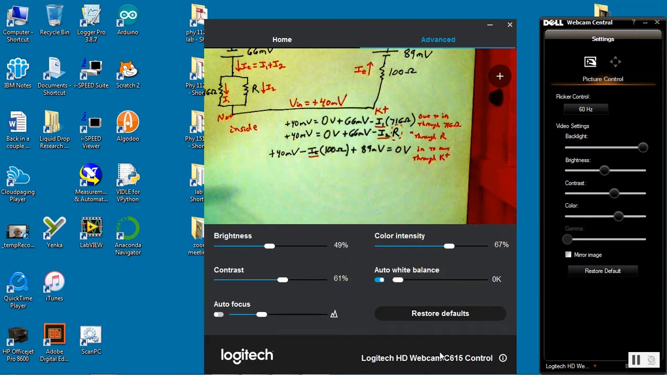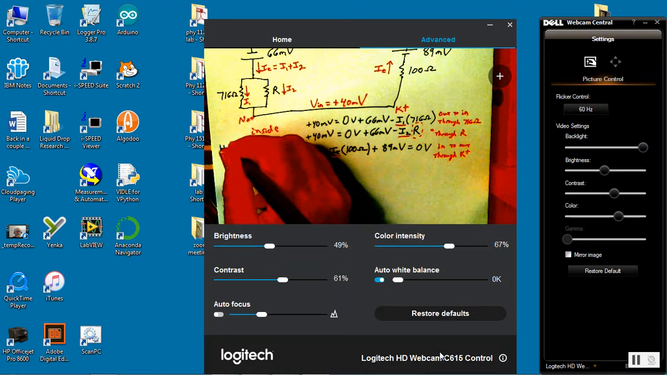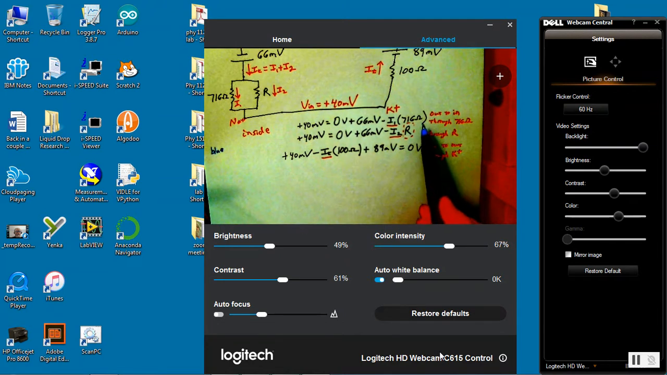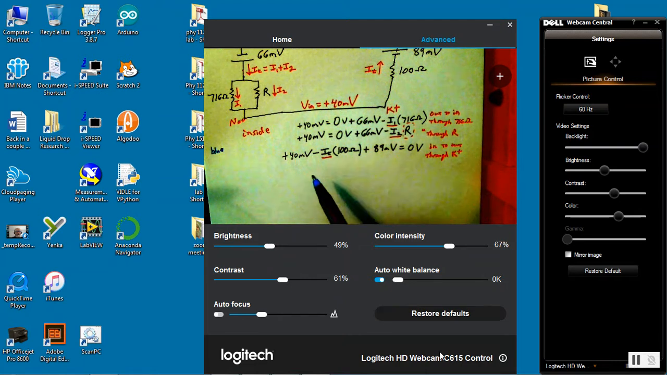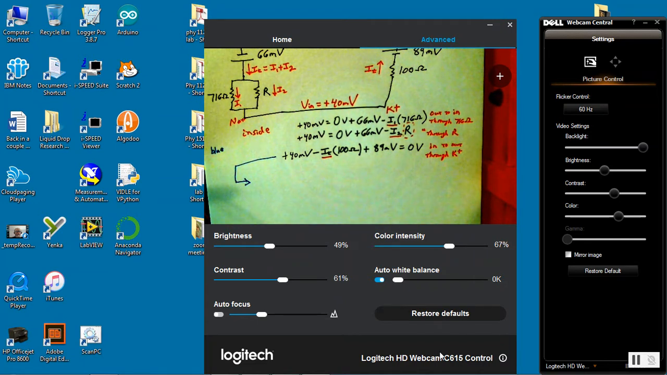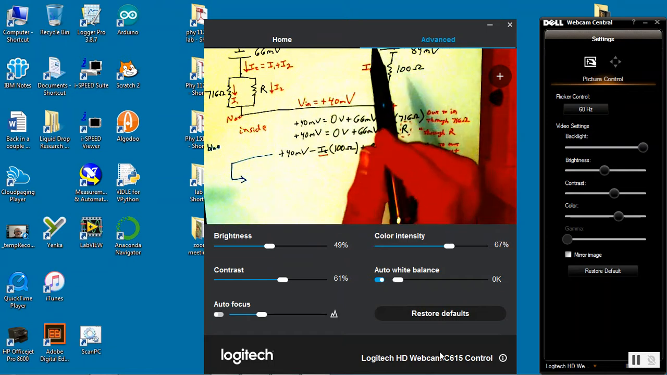So first, let's see if this blue pen will show up blue this time. Good enough. Okay, so we can start with this one first. Okay, what do we want to figure out from there? We want to figure out the total current going around the loop circuit.